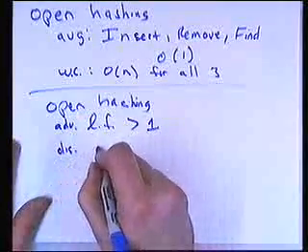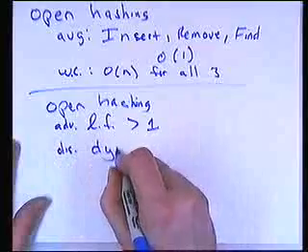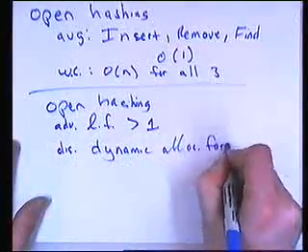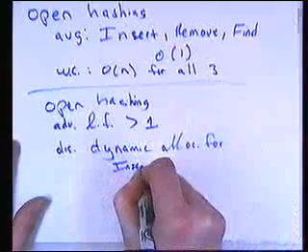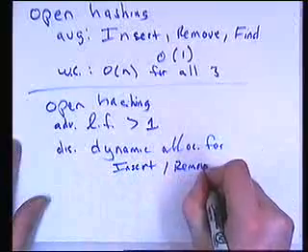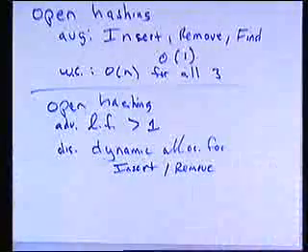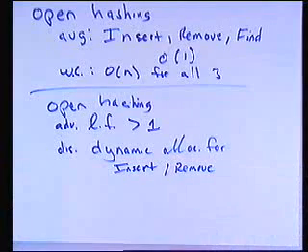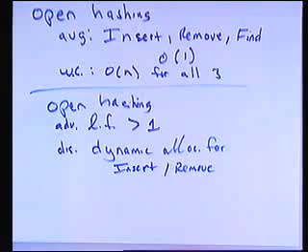On the downside, and this is one reason open hashing sometimes doesn't get used, we have dynamic allocation for insert. For remove as well, but as we'll see, removes are sort of handled in an irritating way, and in closed hashing as well. But dynamic allocation for insert: whenever I want to insert a node into the table, I have dynamic allocation to worry about to create a new node.